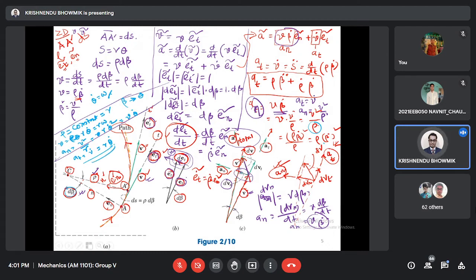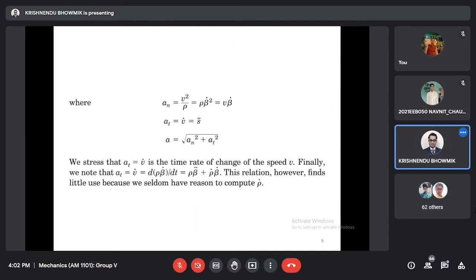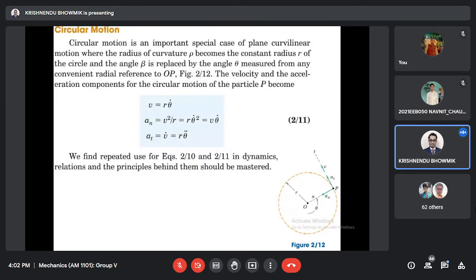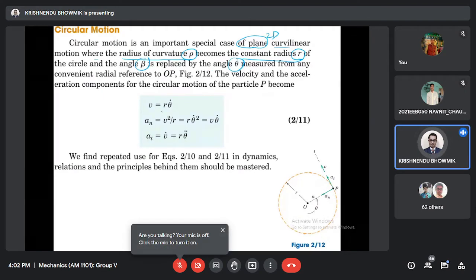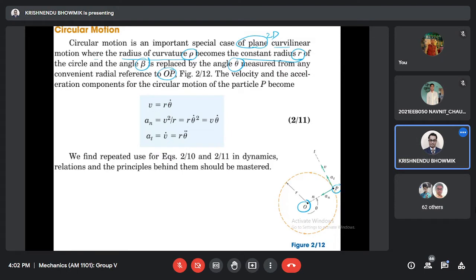So this is the special case which is called circular motion. For circular motion, a special case of plane, meaning 2D curvilinear motion, the radius of curvature rho becomes a constant radius r, that is the radius of the circle, and angle beta is replaced by theta measured from any convenient radial reference, say OP. This is O, this is P. The velocity and acceleration components of circular motion: this is the velocity, this is the acceleration, tangent and normal. This is theta, this is n, this is at, this is the velocity, this is r. That's all.